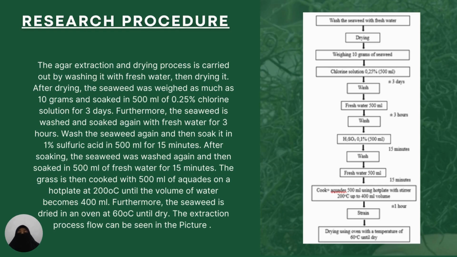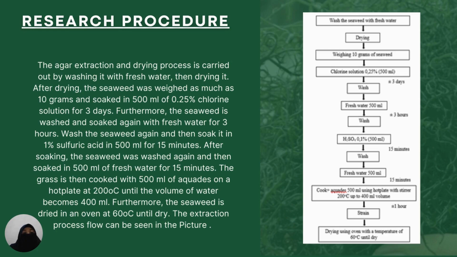Next, you will see the extraction procedure. The agar extraction and drying process is carried out by washing the seaweed first with fresh water and then drying it. After drying, we weigh 10 grams and soak it in 500 ml of 0.25% chlorine solution for 3 days. Furthermore, the seaweed is washed and soaked again with fresh water for 3 hours. And then we wash the seaweed again and soak it in 1% sulfuric acid in 500 ml for 15 minutes.